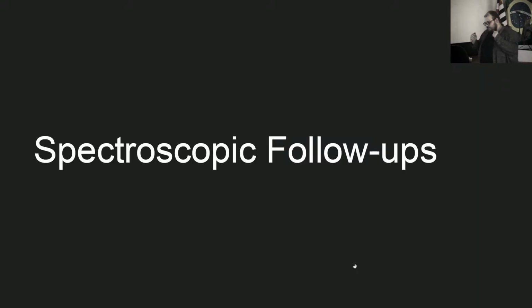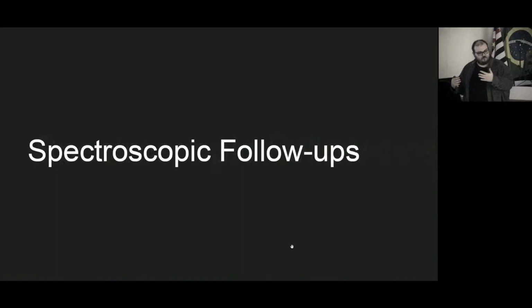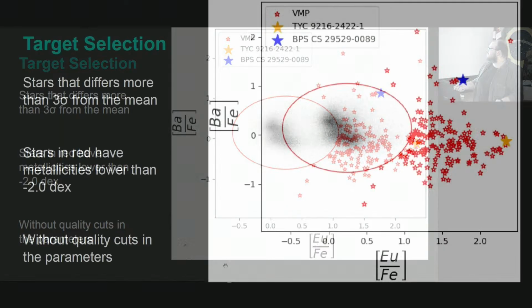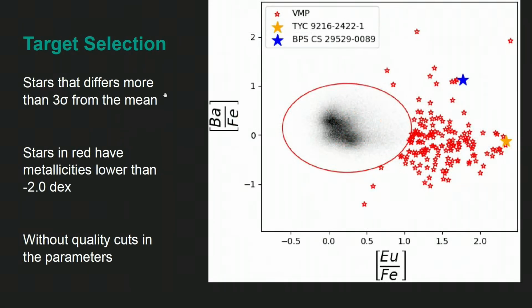So, having this technique of separating the groups, what I try to do is some spectroscopic follow-up of some interesting stars to see if something rises up through attention. So what we did was to select our targets using barium, that is an s-process marker, and europium. So stars that had metallicities diverging too much, more than 3 sigma from the mean of the Gaia sample.